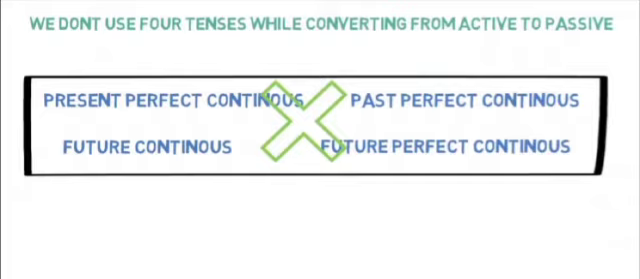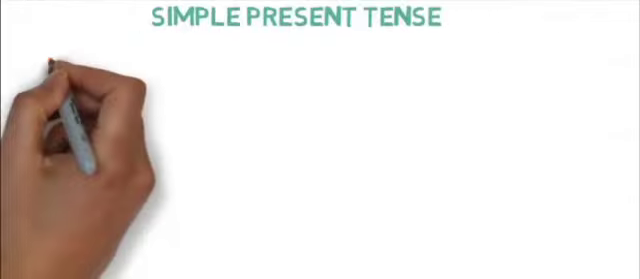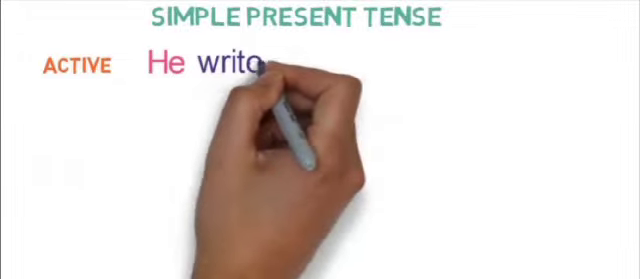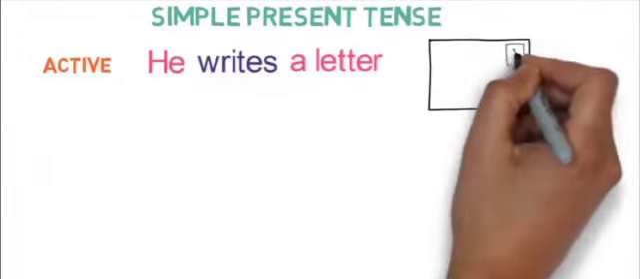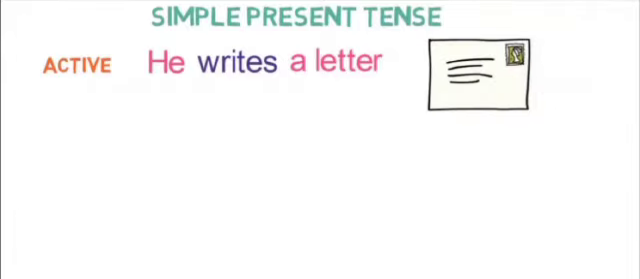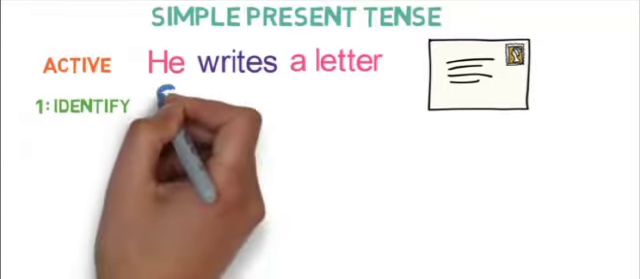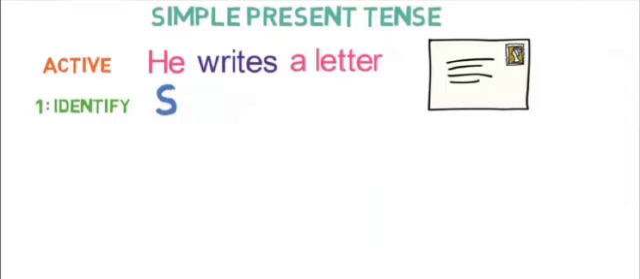Now we will see examples of 8 forms of tenses. Simple present tense. In active voice the sentence is he writes a letter. Now in this sentence, according to the 5 rules, first identify the subject, object and verb. In this sentence, he is the subject, the action done, the word that denotes it, writes is the verb, and a letter is the object. Second rule, we have to swap the positions of the subject and the object.